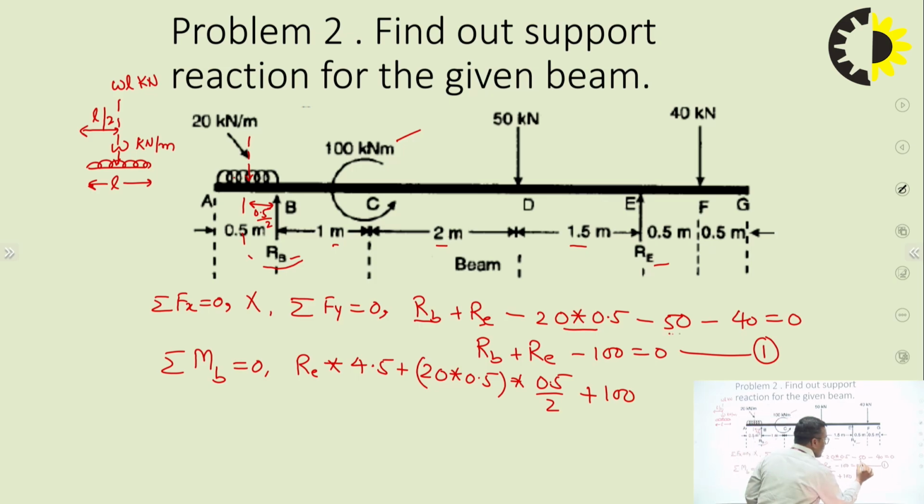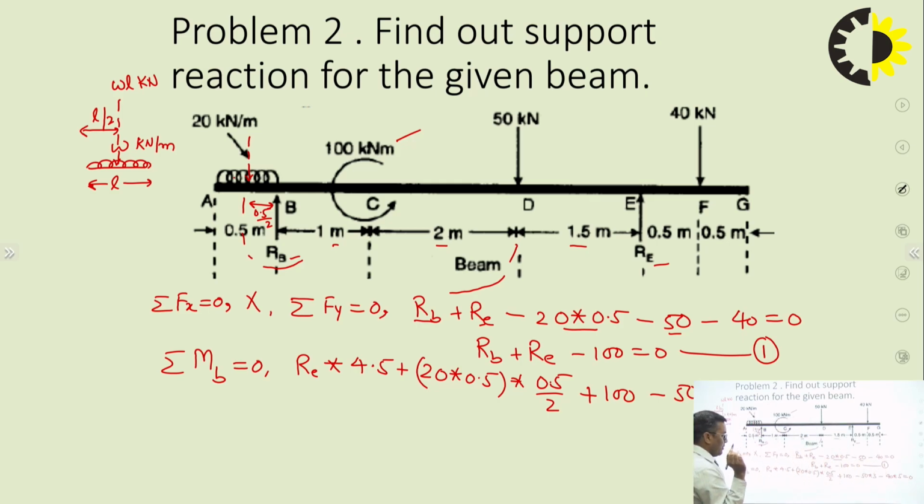Done. Now I am coming to the 50 kilonewton. What is the distance of 50 kilonewton from point B? So it is 1 plus 2, 3. 50 into 3. And what is the nature? How will it be? Clockwise. Now I am coming to the 40. What is the distance of 40 kilonewton? 1 plus 2, 3, 4.5 and 0.5. So it is 5 equal to 0.